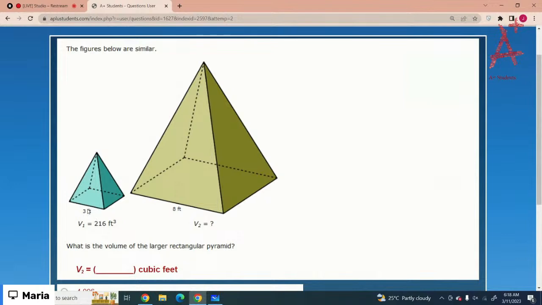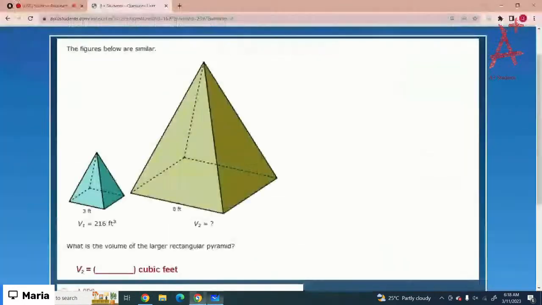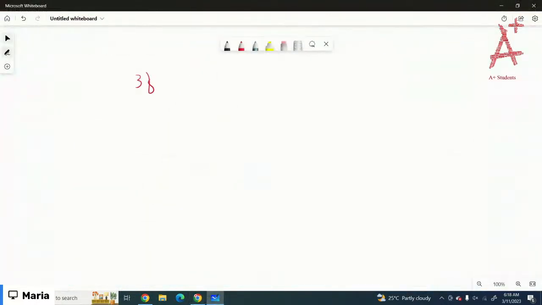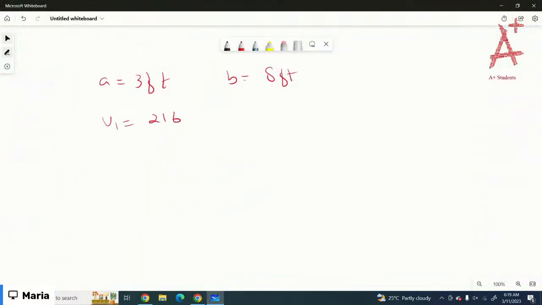Okay, so you are given the lengths, they are 3 feet and 8 feet, and the volume 216. Let me just write them down on the board. The side lengths are A equals 3 feet and B equals 8 feet, and the volumes are V1 equals 216, and V2 we have to find. So let's just form a proportion between them. So it would be A over B.